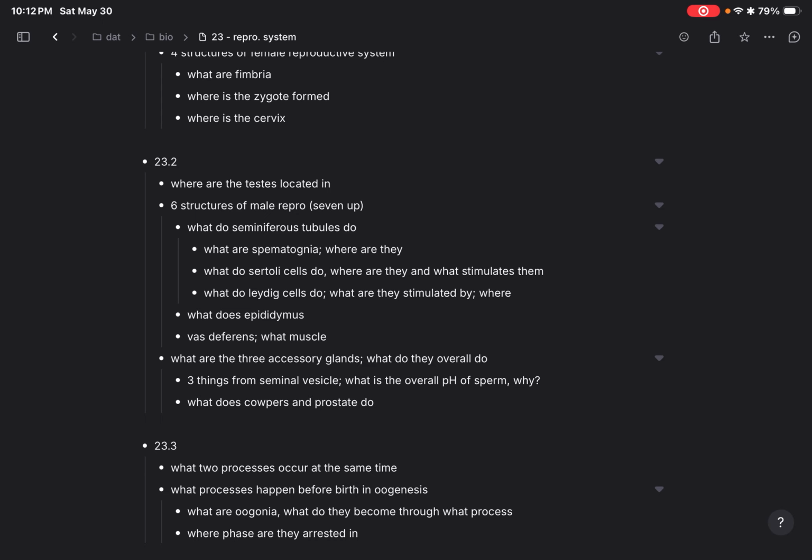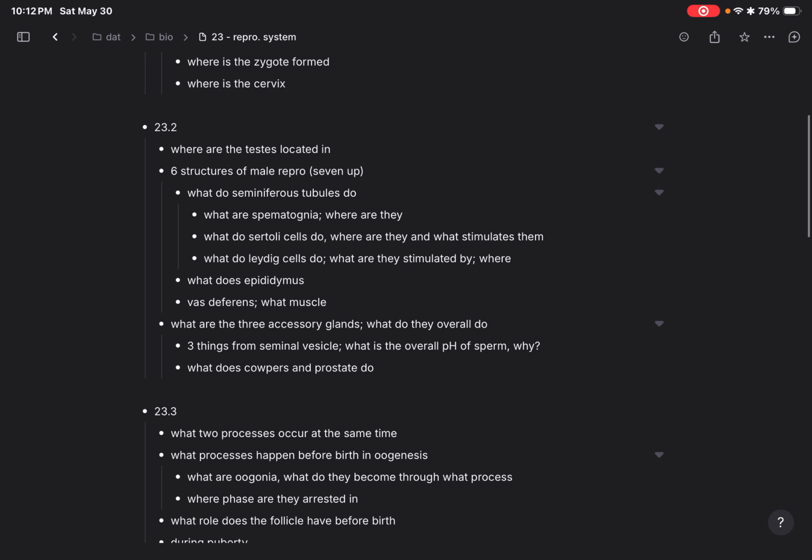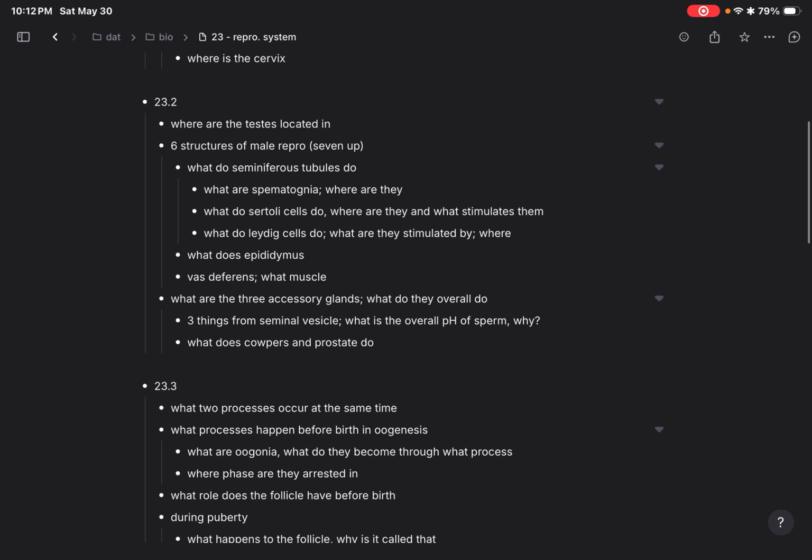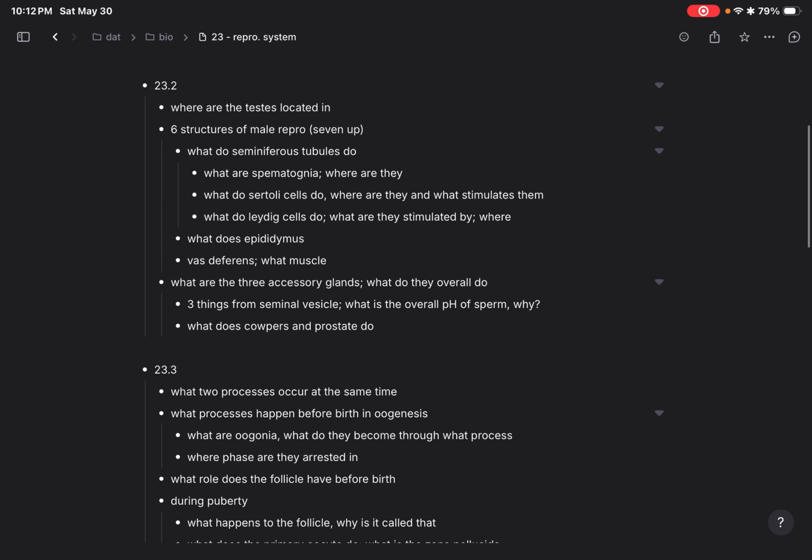Okay, so where are the testes located? They're located in the scrotum, which is just a sac. 6 structures of male reproduction: seminiferous tubules, epididymal cells or epididymis, vas deferens, ejaculatory duct, urethra, and then the penis.